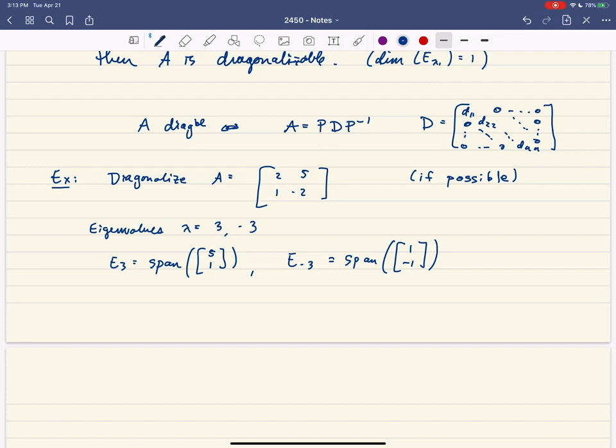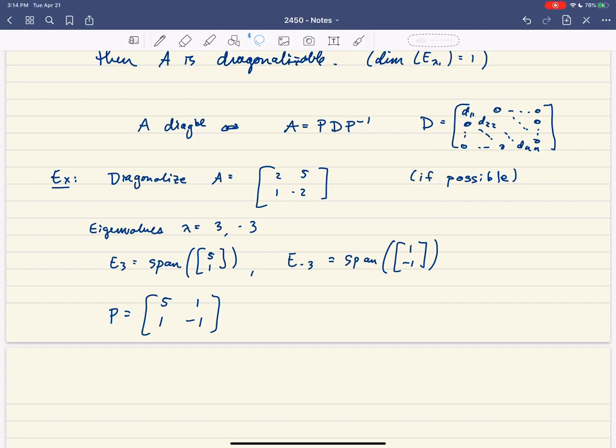And it turns out that what we're going to do is use these vectors that span the eigenspace to form P. So P is going to be the matrix 5, 1, and 1, negative 1. So what we're doing is taking our column 5, 1 and putting that in the first column of P. And the second column of P is going to be the other eigenvector, 1, negative 1. Okay, and so that's going to be P.